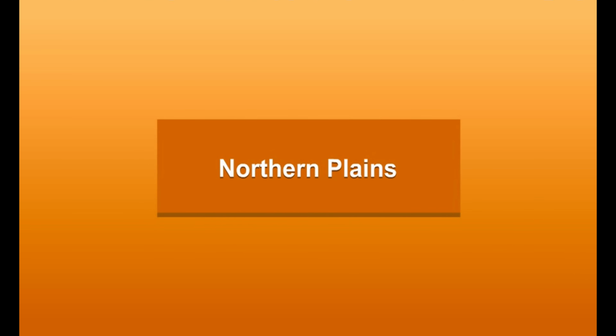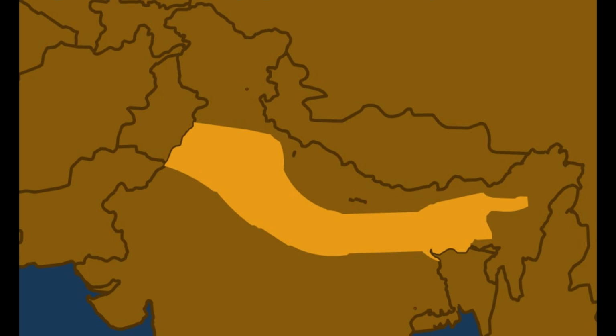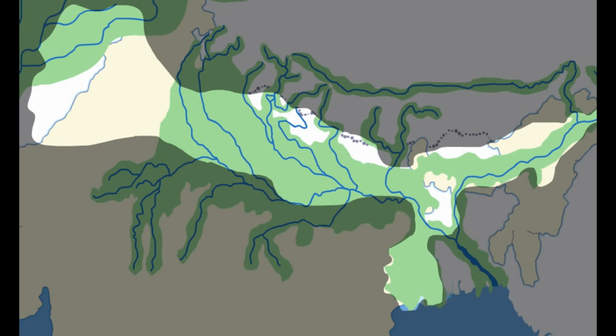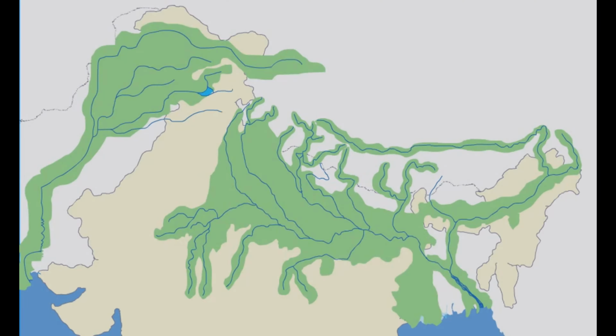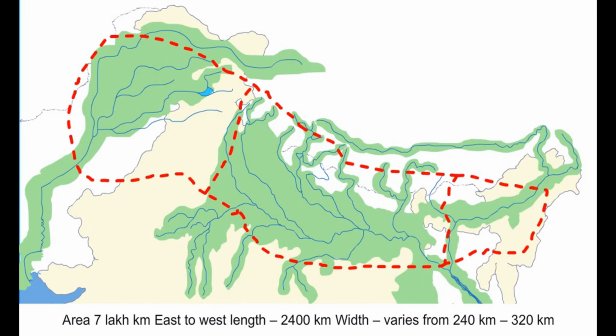Northern Plains. The northern plains, located to the south of the Himalayas, are formed of sedimentary deposits of alluvium brought down by the rivers Ganga, Sutlej, Brahmaputra and their tributaries. It covers an area of 7 lakh kilometers. Its east to west length is 2,400 kilometers. The width varies from 240 kilometers to 320 kilometers.